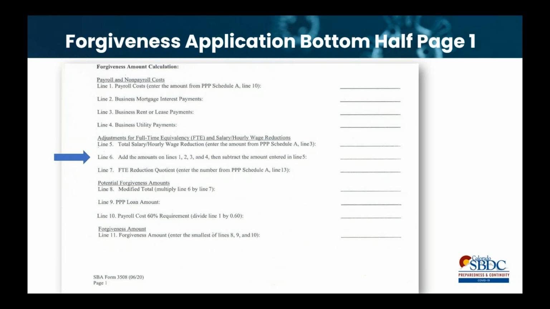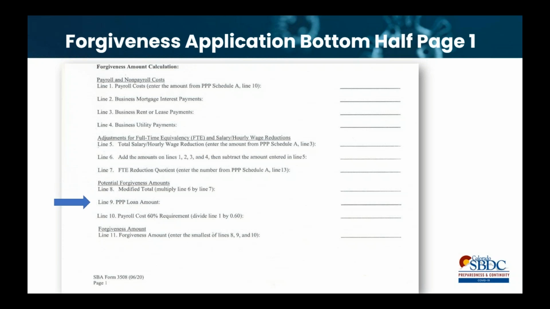Line 6. This is where we will add up all of our qualified expenses and deduct a wage reduction number if we had one. Line 7. If we reduced our FTE count, we will enter the quotient here. Line 8. This shows our modified totals and gives us the impact of any wage reduction or any decrease in our FTE count.